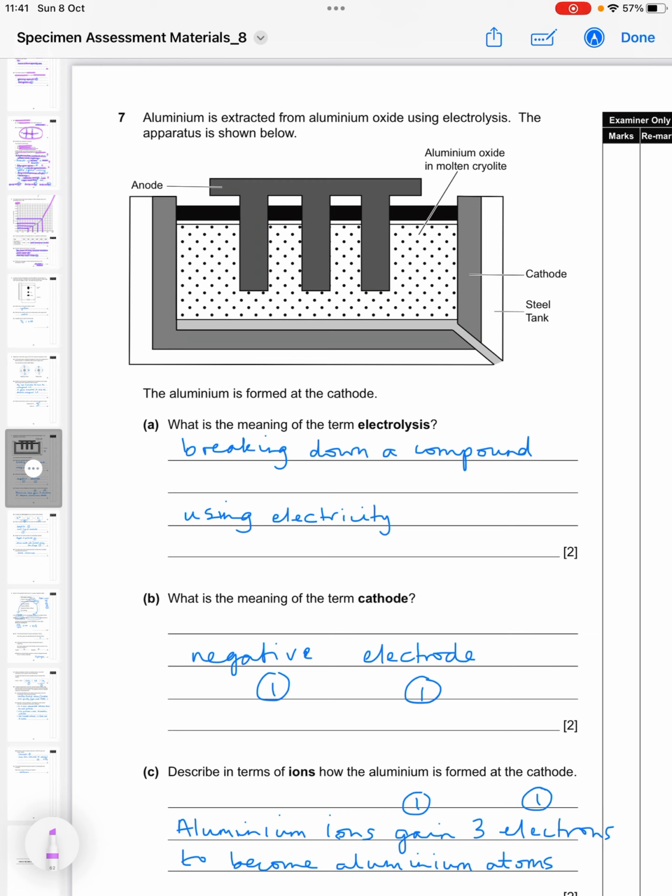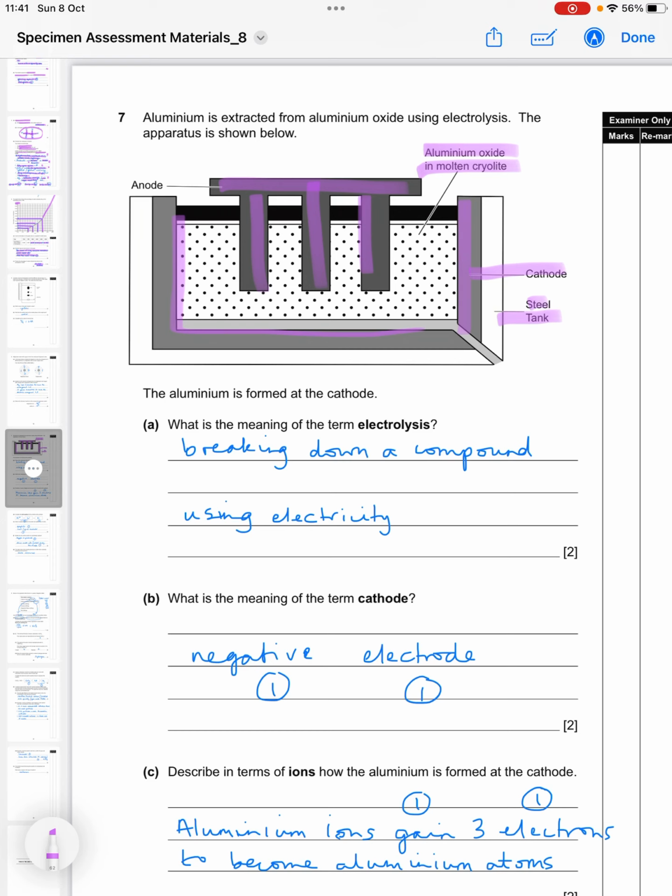Number 7, aluminium is extracted from aluminium oxide using electrolysis. The apparatus is shown below. You see here the anode dipping down into the tank filled with aluminium oxide and molten cryolite. We've got the cathode lining the tank, and then we have the steel tank around the outside. It says the aluminium is formed at the cathode.